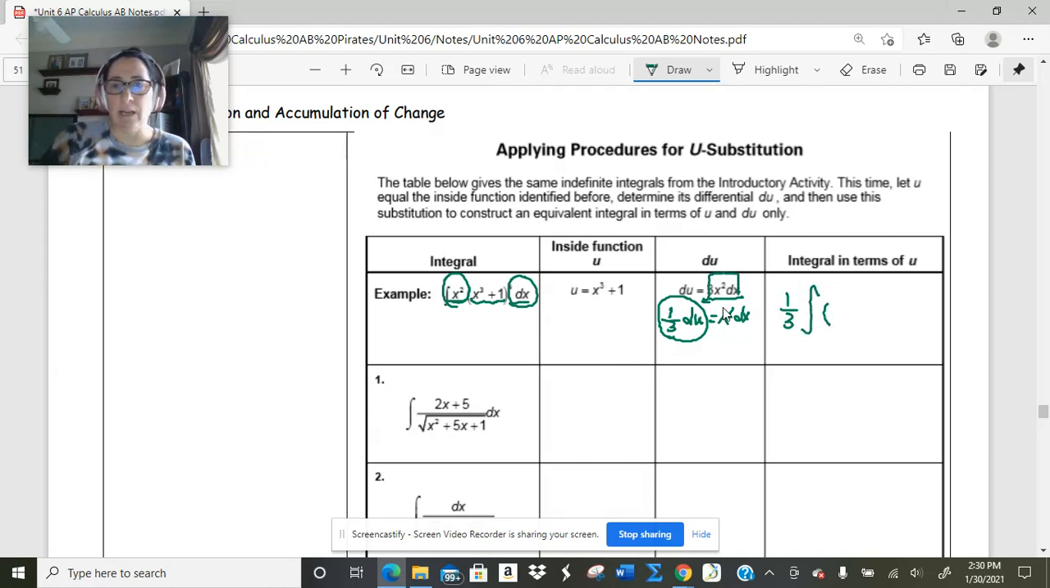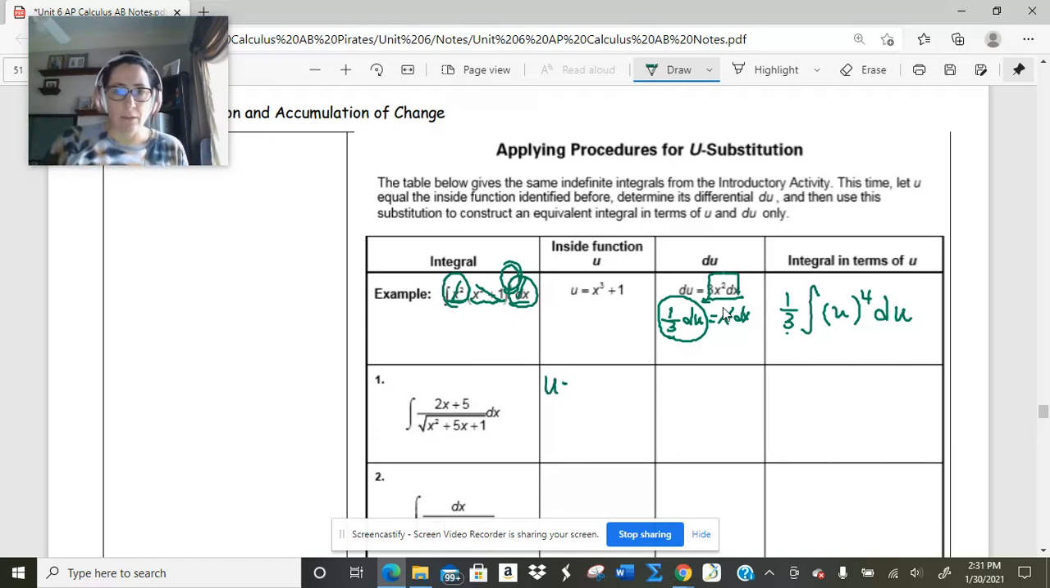I had the inside was a u raised to the, oh, that was hard to see. To the 4th, okay? And then I still had my du. So I want you to see how all of this substitution came into play. I saw that the x squared dx became 1/3 du. So I got that taken care of. I said this inside is a u. I never did anything to the power of 4th, so it is still there. And now this is something that I can easily take the antiderivative of by doing a power rule.